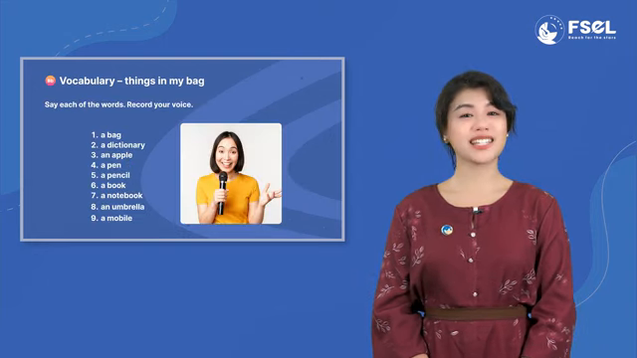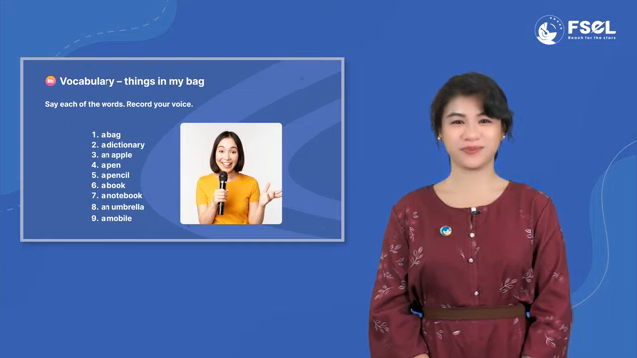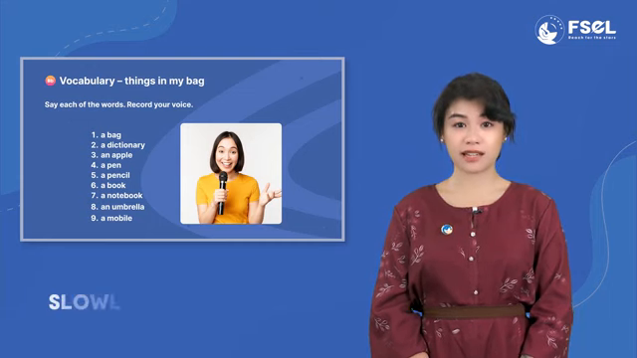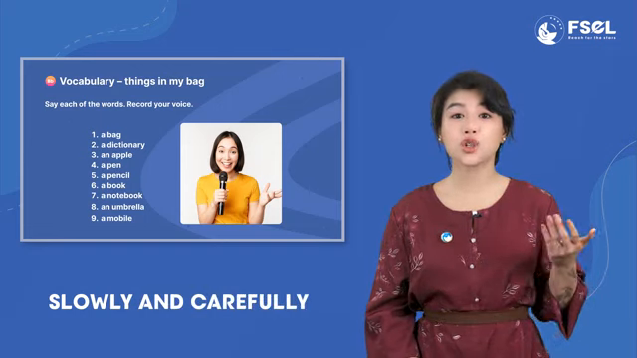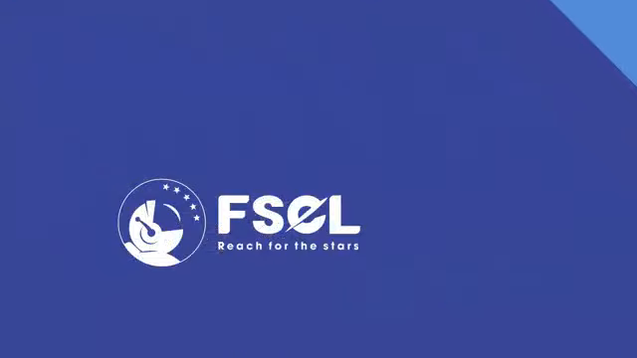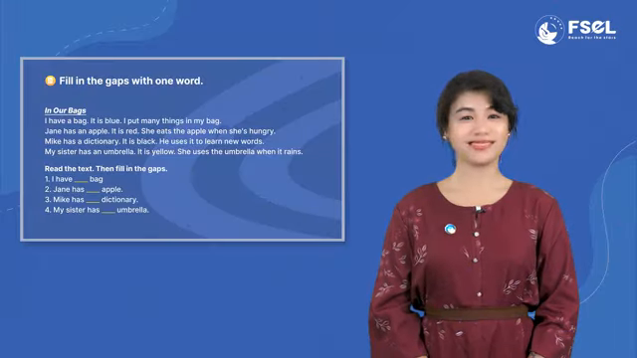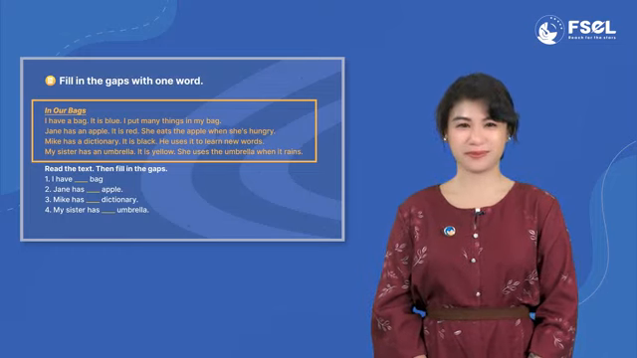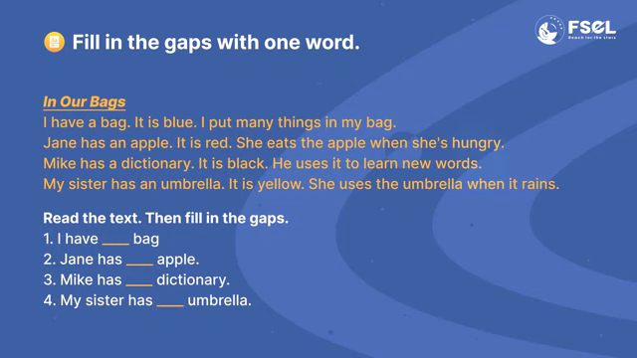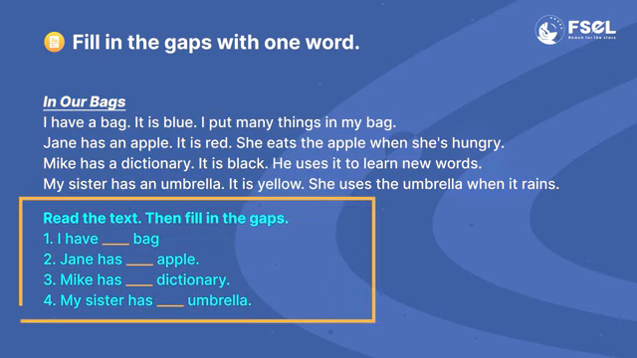Now, practice saying these words on your own. Speak slowly and carefully. Remember the ending sound of each word. Now, let's read about the things in some other people's bags. These sentences are from the text. Each sentence is missing one word. Read the text, then fill in the gaps with the correct word.